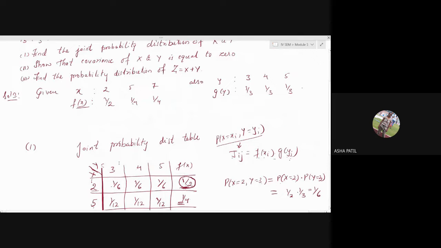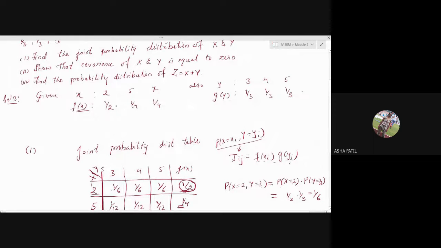Expectation of x is simple. You can go for 2 into 1 by 2 plus 5 into 1 by 4 plus 7 into 1 by 4. It is 1 plus 5 by 4 plus 7 by 4. Similarly, expectation of y is y into g of y, sum of all these. So it is 3 into 1 by 3, which is 1, plus 4 by 3 plus 5 by 3. Or you can write 3 by 3 plus 4 by 3 plus 5 by 3. You can add it easily. How much do you get? 12 by 3, that is 4. How much is this here?